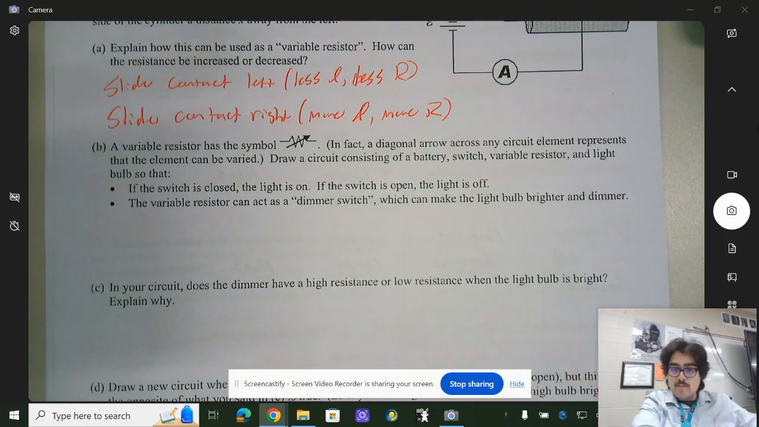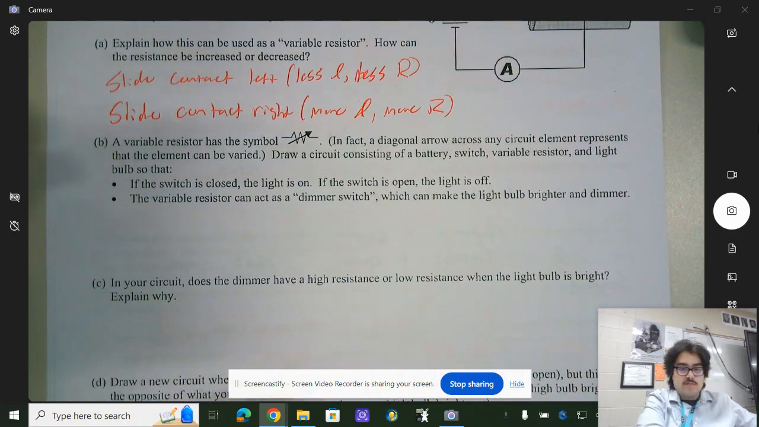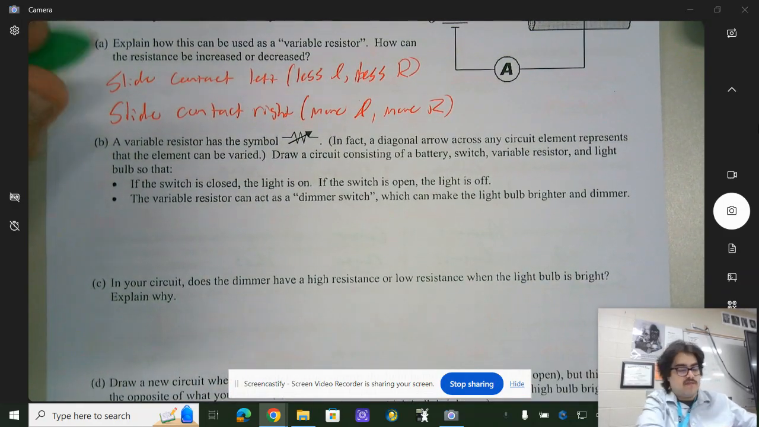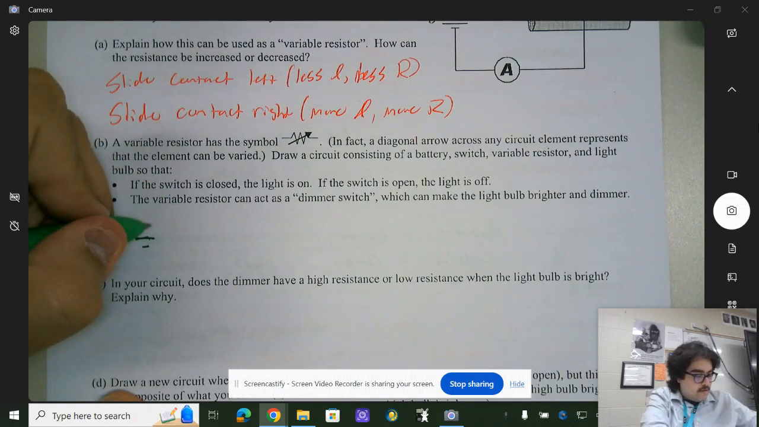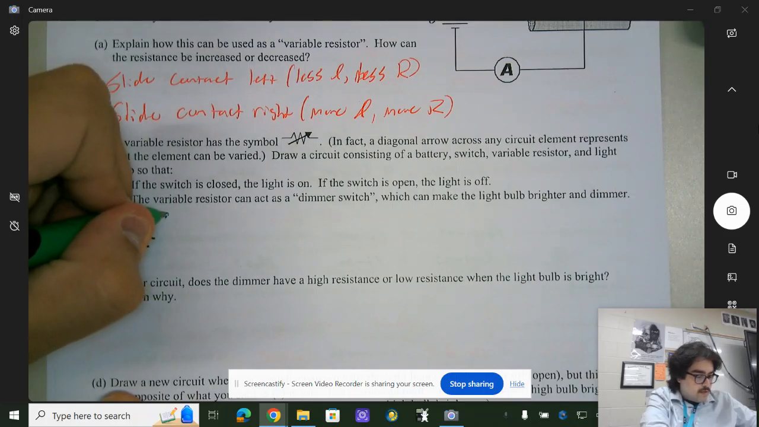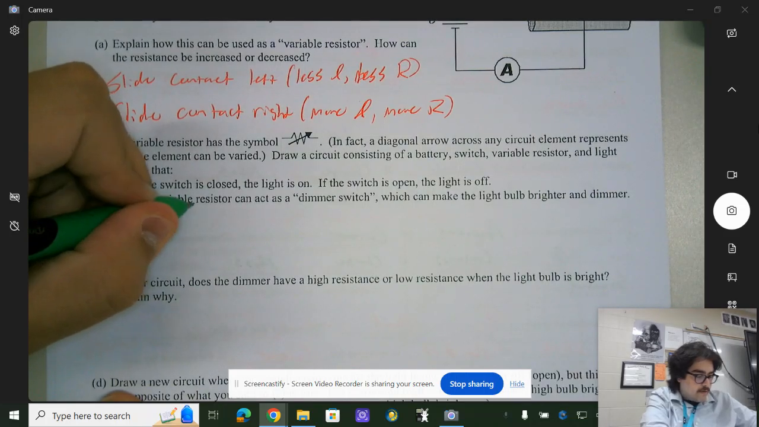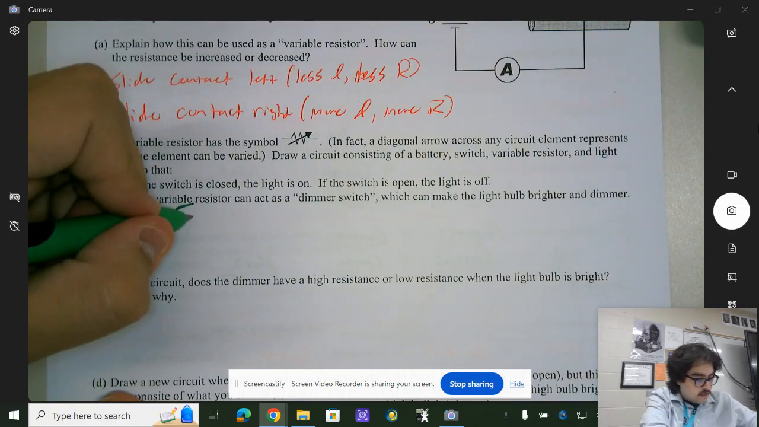Here's how we're going to draw it. It's just going to be a simple series circuit. A series circuit means everything is all in a straight line. We'll go over that more in the future. So I'm just going to draw. Here's my battery. I'm going to draw my switch. Remember, your switch should always be drawn open so that people can see that it's a switch.